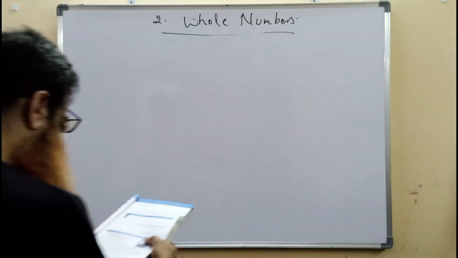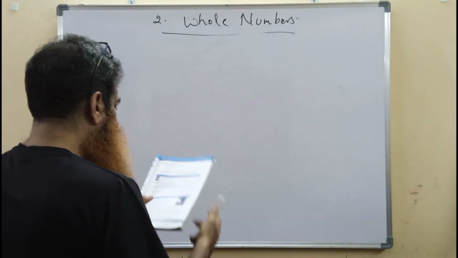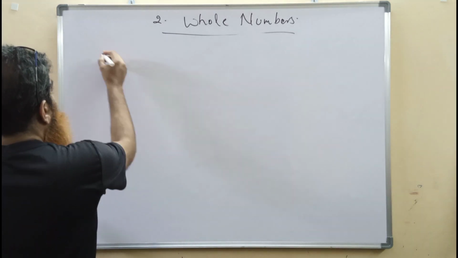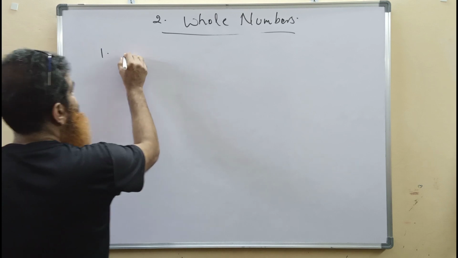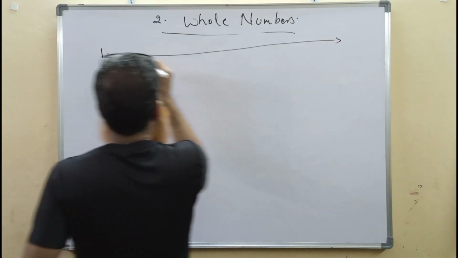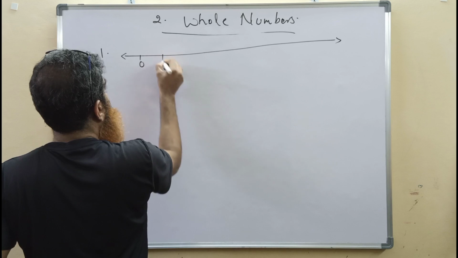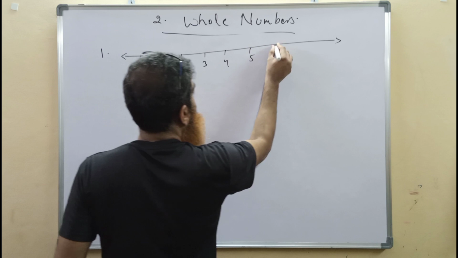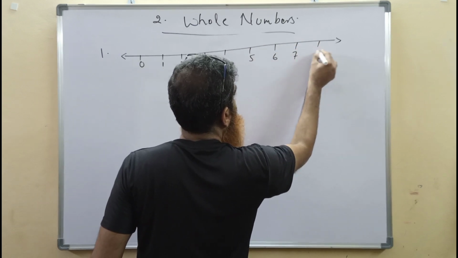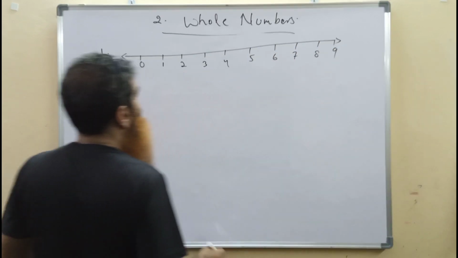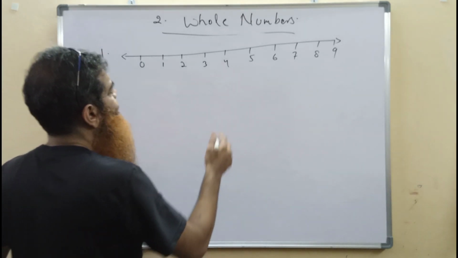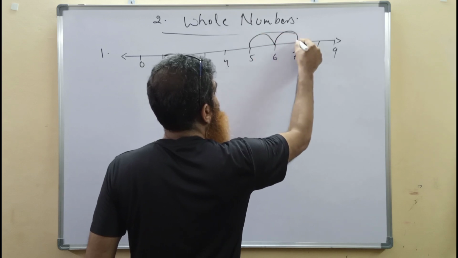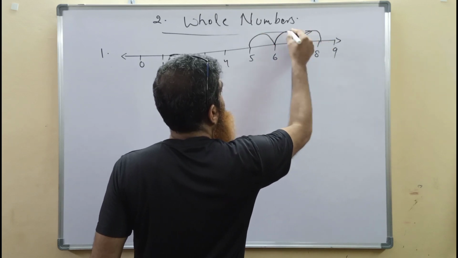Now on page number 17, Do This, show these on number line. First one, 5 plus 3. Beginning from 0 as it is a list of whole numbers. We have 3, 4, 5, 6, 7, 8, let's say 9. We have to show 5 plus 3. 5 is here. We jump 3 times to the right because we are adding.